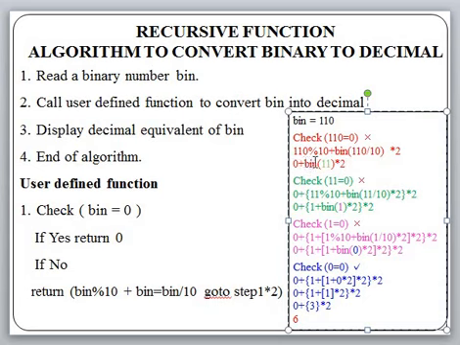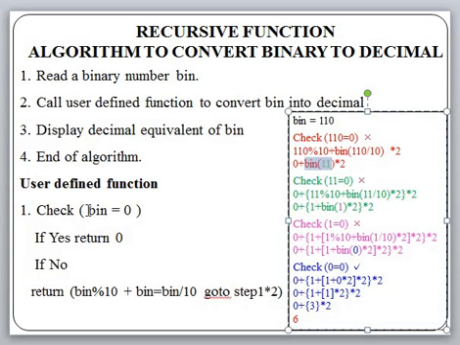But you can observe here bin 11. So bin 11 is nothing but control, you know that bin 11. So what we do is bin equal to bin by 10. So that is bin equal to 110 by 10, which is nothing but 10. So bin becomes 10. Then we have to go to step 1.